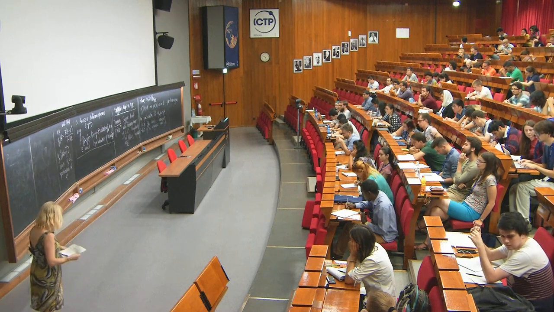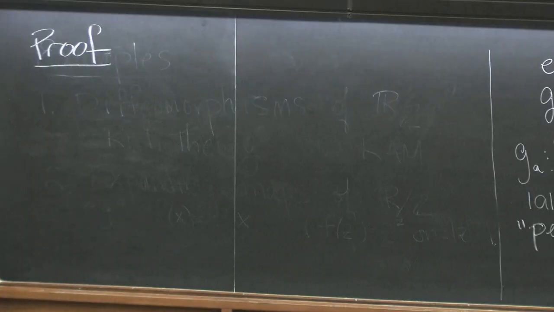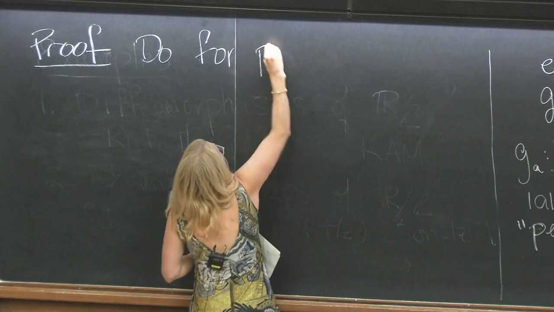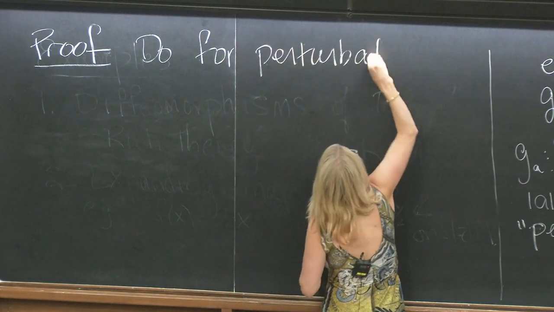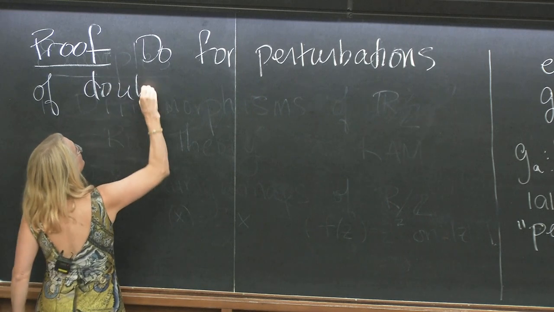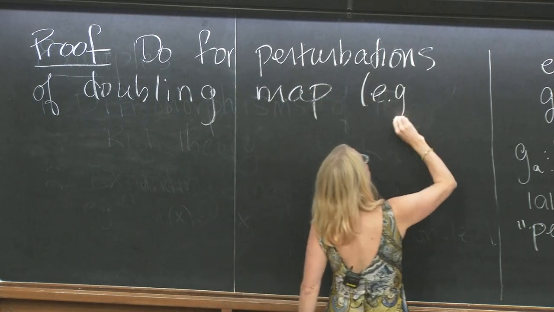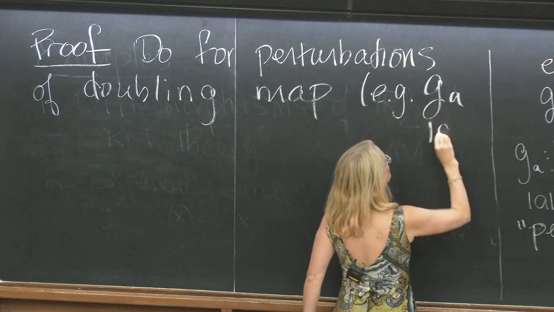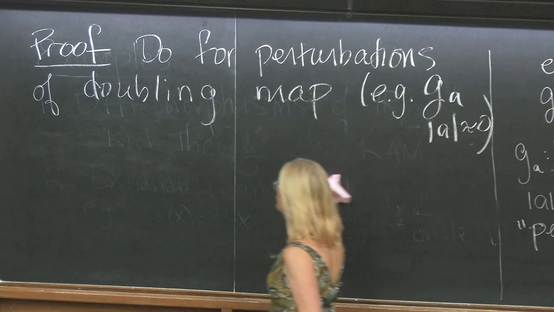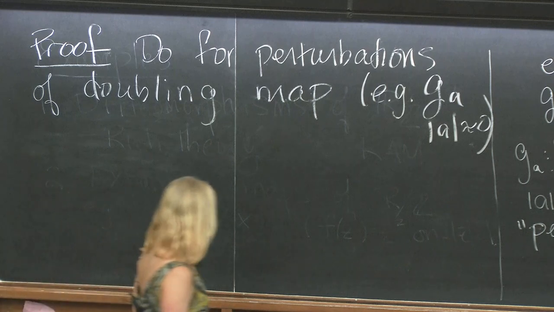Okay, so let's prove this. I'm just going to do this for perturbations of the doubling map. So, for example, for G sub A close to zero. Now, in the exercises, I outline, depending on your background, how you'll be able to prove this for all maps, but let's just focus on this example.